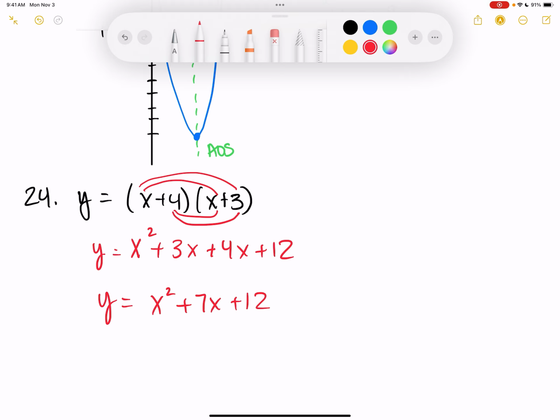So if you really got stuck and you forgot how to find the vertex or whatever of your graph, you could convert it to standard form and then use that method. That would just take you a lot longer, but it is an option.